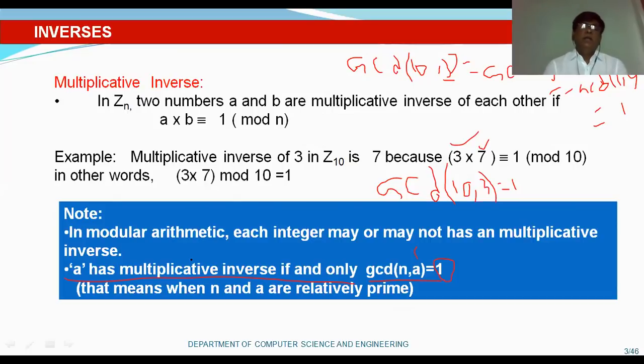So if you want to decide whether a number has a multiplicative inverse or not, this is one of the ways. GCD of n comma a should be equal to 1. Whenever the greatest common divisor of two numbers equals 1, they are called relatively prime numbers. When the numbers are relatively prime, then they have a multiplicative inverse number.